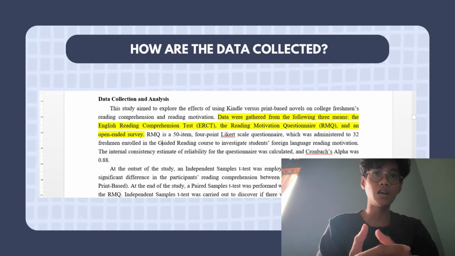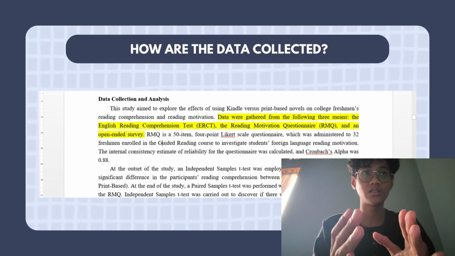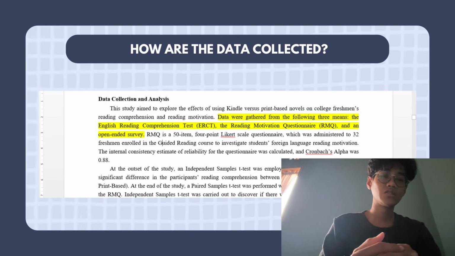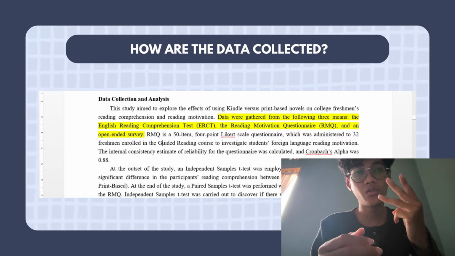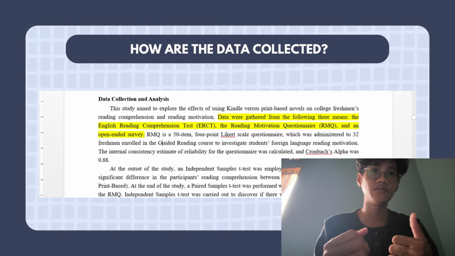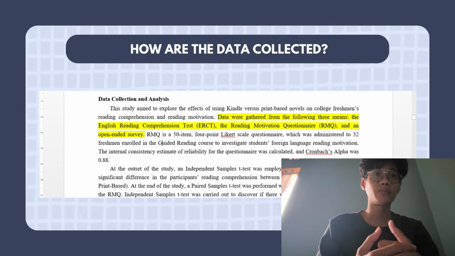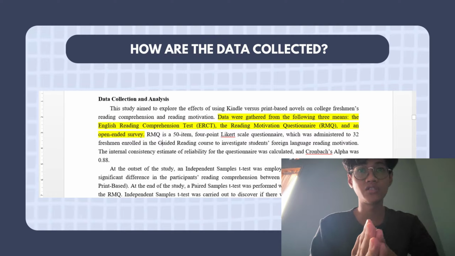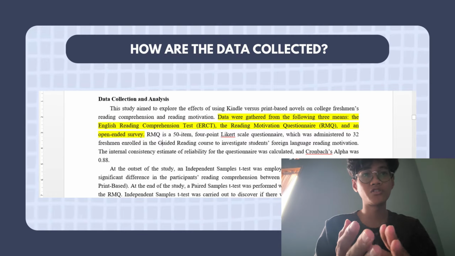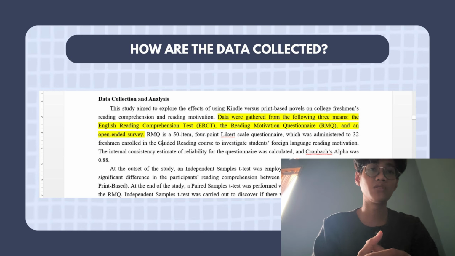The next question is, how were the data collected? The answers can be found in the research method section under data collection and analysis. The researchers collected the data using three instruments. The first is the English Reading Comprehension Test, or ERCT, which is used to measure students' reading comprehension. The second one is the Reading Motivation Questionnaire, or RMQ, which is used to measure students' reading motivation.